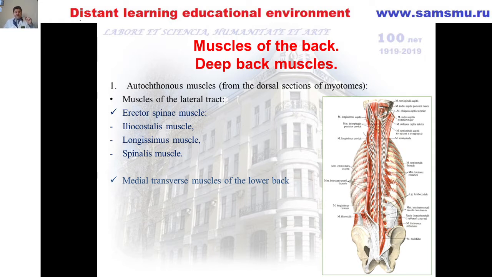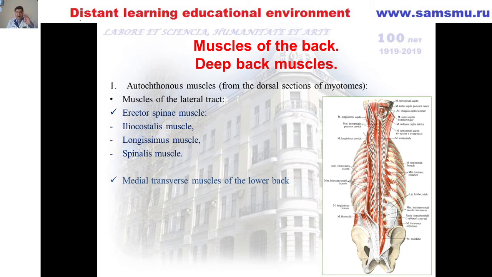It originates from the sacrum, spinous processes of the lumbar vertebra, iliac crest and thoracolumbar fascia, and then extends to the skull and forms 3 divisions according to the insertion. First, into the ribs. This is iliocostalis muscle, musculus iliocostalis, the lateral division of the rectus spinae muscle.